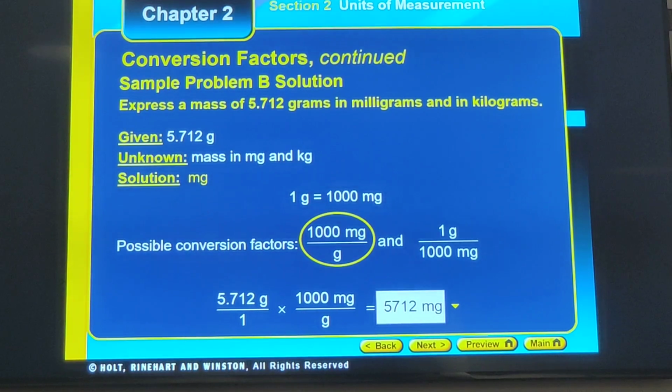Now, here's one thing to talk about when it comes to writing your answer in significant digits. If all you're doing is using a conversion factor, the number of significant digits doesn't change because I'm actually just multiplying by 1, which is a whole number. Conversion factors do not change the number of significant digits. They still have to stay the same.